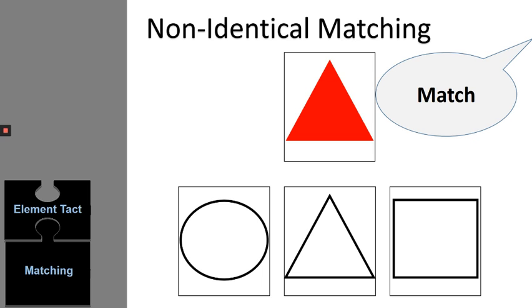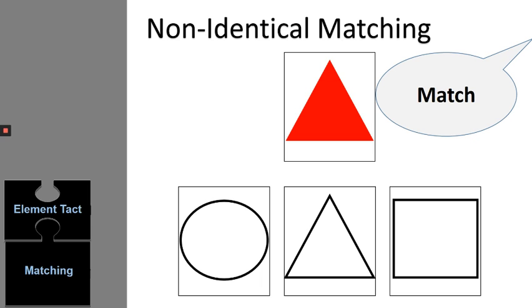But honestly, if he can't match, then he probably won't be able to tact the elements. So in retrospect, this is probably more like inclusion criteria, or it may be appropriate for more complex compound stimuli. So I'll show you later, for example, different pattern states.